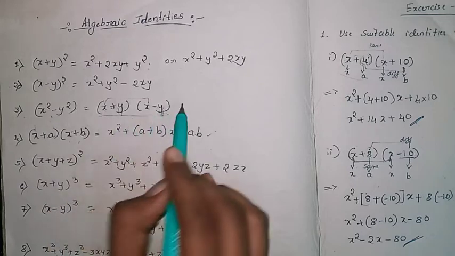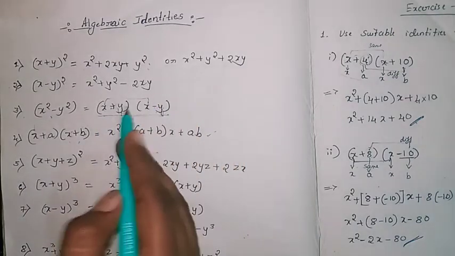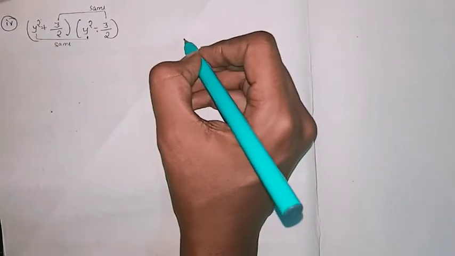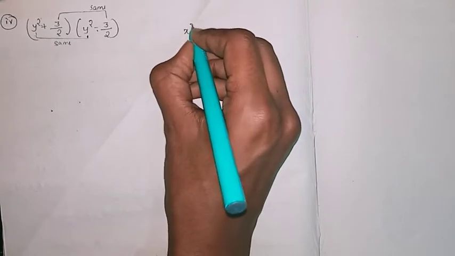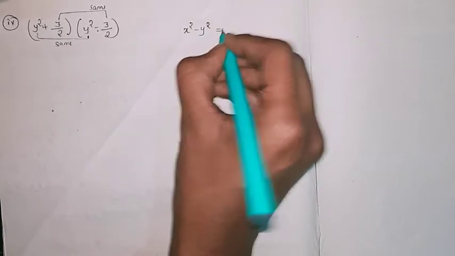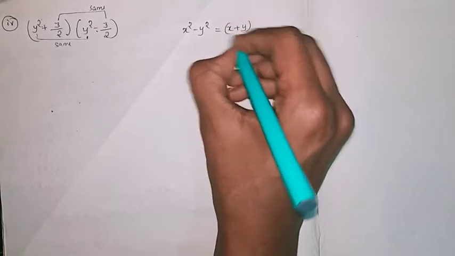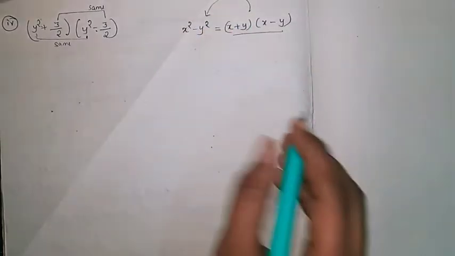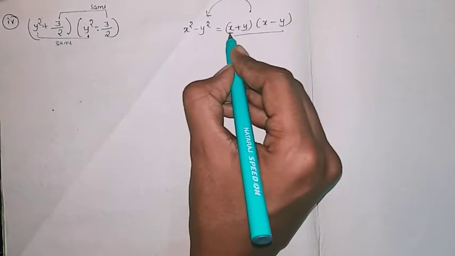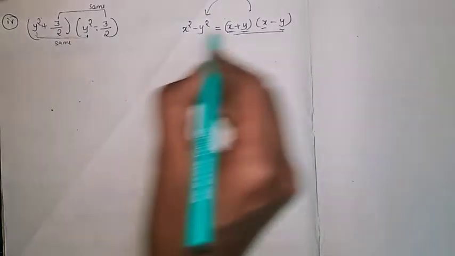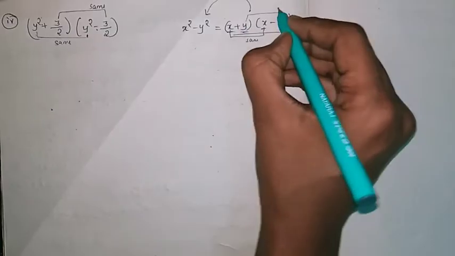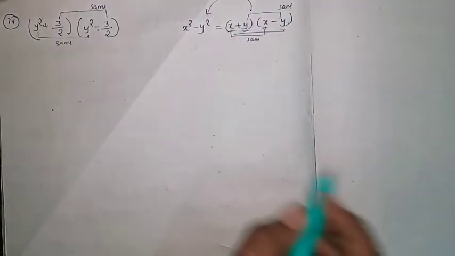So that means in the question they have given the right hand side and we have to solve for the left hand side. Our identity in this formula is x square minus y square, which is x plus y and x minus y, but they have given this one, and from this we are finding this. Here you can observe x plus y and x minus y, these terms are the same, and the signs are opposite, one is positive and one is negative.